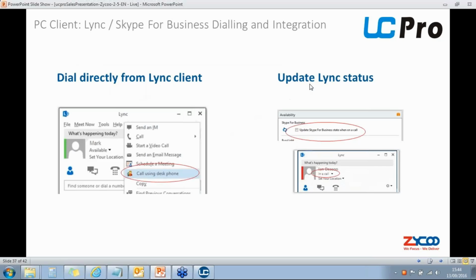There's also one called Update Link Status, an option that you click in the configurator. What that does is if your user is on a call on UC Pro, when other users look at that user through Link, they can see that the user is on a call. So even though they didn't make the call through their Link software, they're shown as being in a call when other users look at them on the Link side of things.